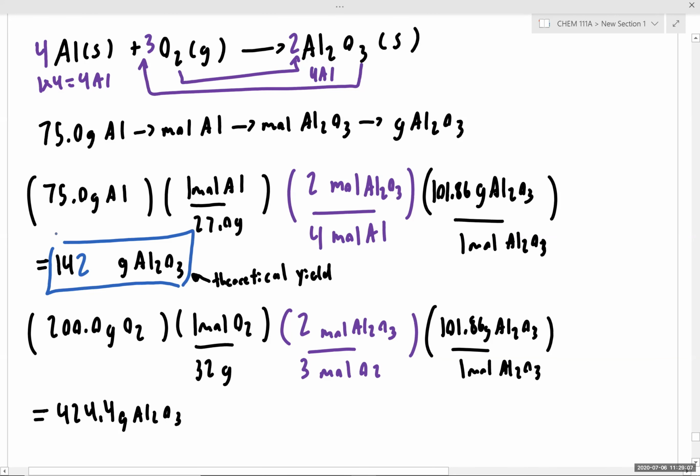I only rounded my number at the end because you want to retain as many digits as possible, because sometimes in these limiting reactant problems, the masses of product can be very close to each other. In this case, they're not, but I always want to demonstrate and emulate the best practices for these types of problems. Okay, so we'd expect theoretically 142 grams of aluminum oxide.